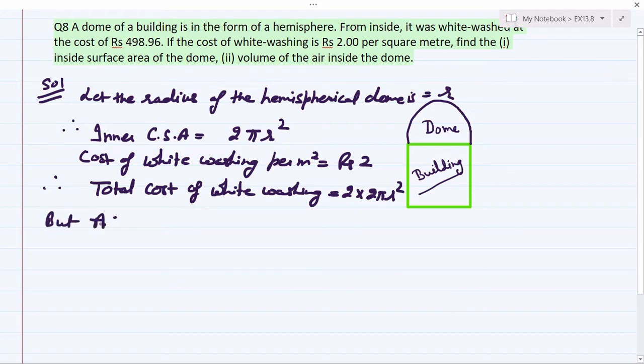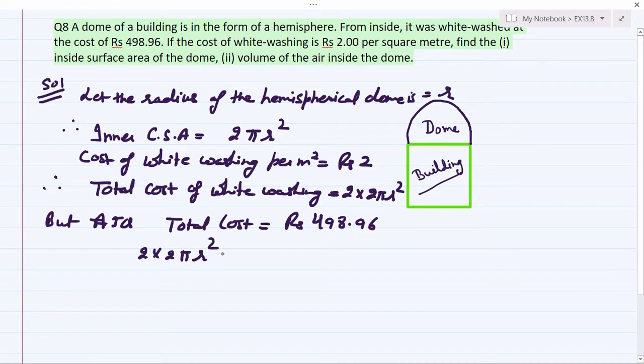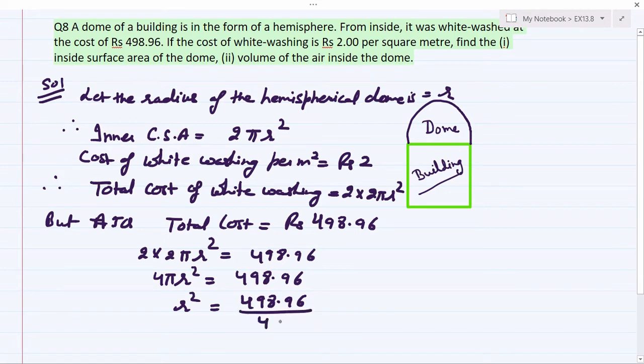But according to the question, total cost, which is given to us, is rupees 498.96. So it means these two values are equal. 2 into 2 pi r square would be equal to 498.96. So this is 4 pi r square equal to 498.96. So r square equal to 498.96 upon 4 pi. Pi is equal to 22 upon 7, and 7 will come here.